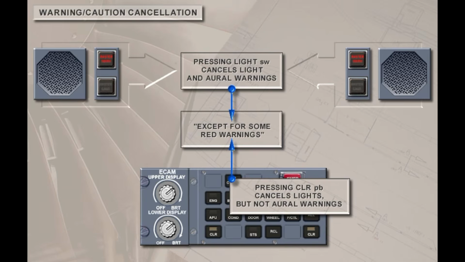The master warning light on the glare shield flashes red with a level 3 warning and is accompanied by the continuous repetitive chime or specific sound or synthetic voice. The master caution light illuminates steady with a level 2 caution and is accompanied by a single chime. The instinctive method for canceling the master warning and master caution lights and oral warnings is to press the light switch itself. Some red warnings, such as overspeed or landing gear not down, cannot be canceled. Pressing the Clear Push button on the ECAM control panel also cancels the lights, but not the oral warnings.